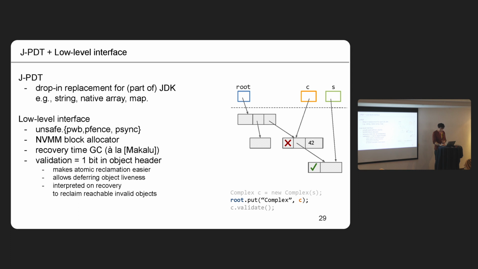So yeah, here the complex, once it's reachable from a persistent object, we validate here. But otherwise, if a failure occurs in between, we don't mind. Okay, so this avoids having to push to persistent memory every modification we do.